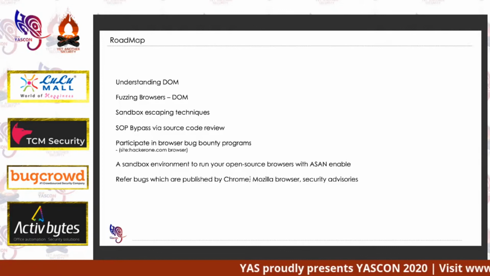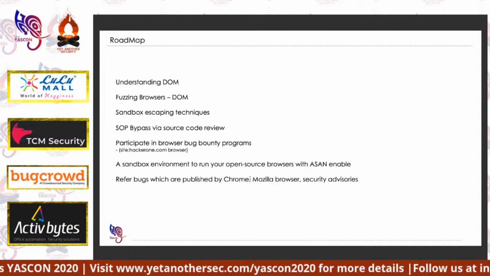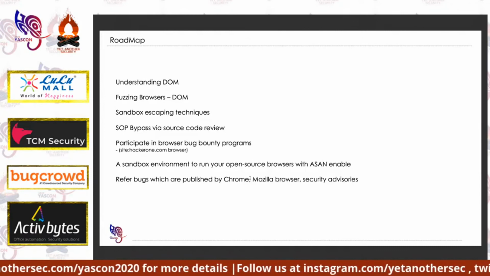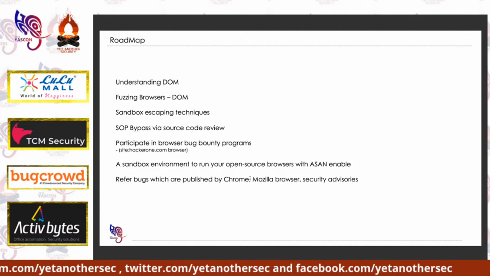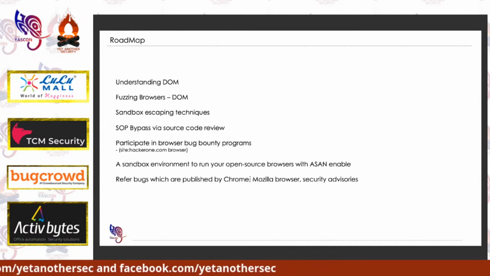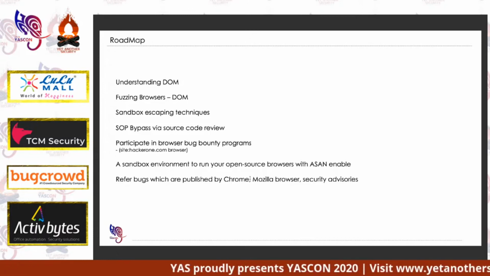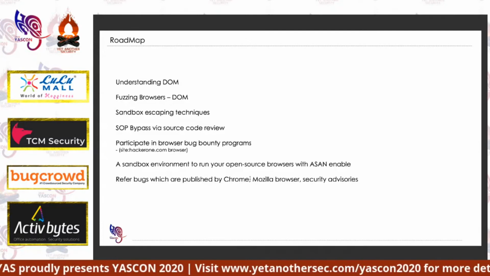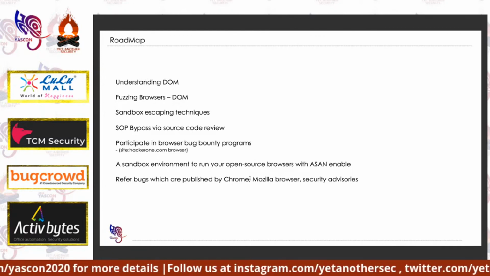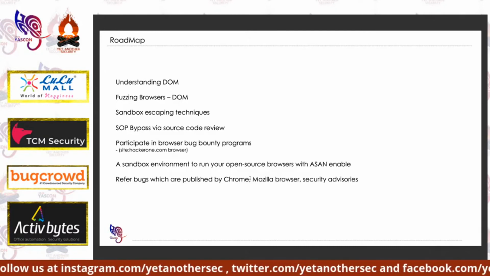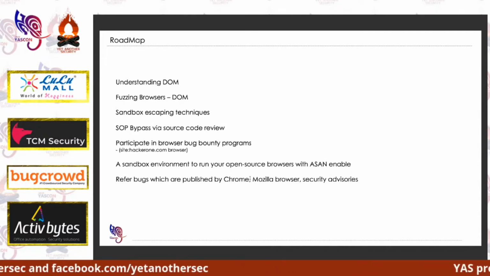So what's the roadmap for the future, things you can discuss or have a look at? You can understand the DOM, the document object model of a browser. Fuzzing the browser's DOM, basically. Project Zero has a very crisp and clear blog about fuzzing the DOM. Then you have sandbox escaping techniques. Then you have SOP bypass via source code review, rather than triggering it blindly using a certain set of code. Participate in browser bug bounty programs. And if you want to read more about disclosed bugs, you can simply go ahead and search site:hackerone.com/browser. I think they have Brave and similar other browsers in the bug bounty program, so you can read their reports as well.